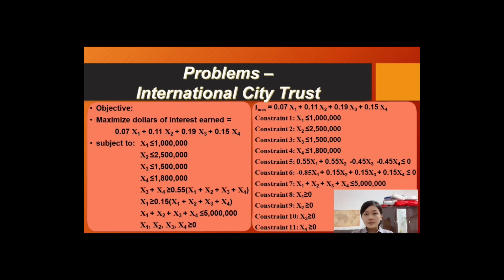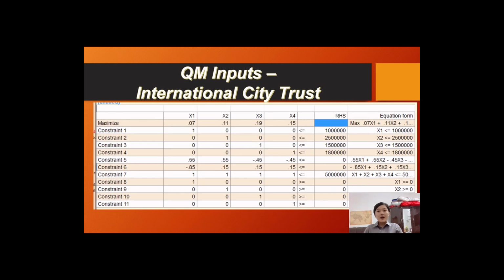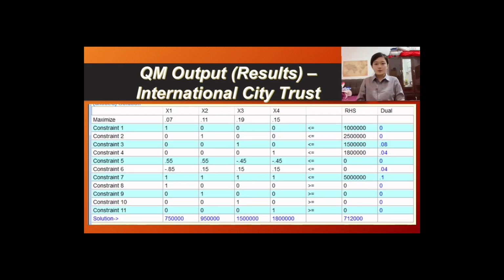After analyzing the instructions from the board of directors, we can convert the linear programming to standard form, as shown at the left-hand side. And we can obtain the objective function for the maximum interest and at least 11 constraints as shown at the right-hand side. After that, we can input the data into QM as shown at the table. In the end, the output from QM will be the results of linear programming.